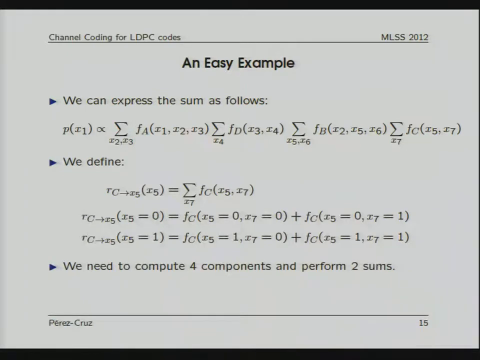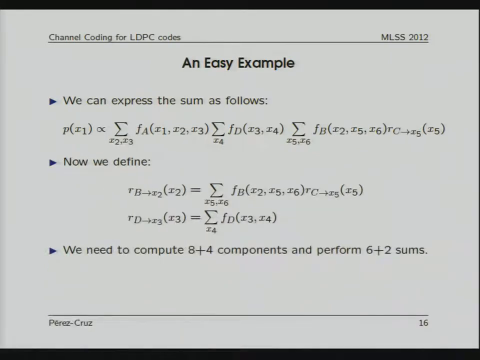If I put this in a general way, so factors could be anything. If our factors are parity check factors, actually the one on this one and this one will have to be 0. Okay? But you can do this for any factor. They don't have to be parity checks. So this is when I put the whole thing. For computing this sum, I need to compute 4 components and perform 2 sums.